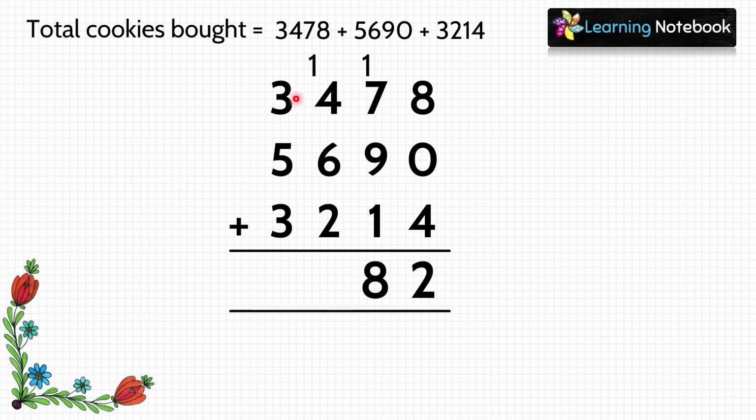Next, 1 carry plus 4 plus 6 plus 2 equals to 13. So again carry 1 and write 3 in the answer. Then 1 carry plus 3 plus 5 plus 3 equals to 12. So our answer is 12382. Let's write the answer statement. Charlie bought 12,382 cookies to distribute on his birthday.